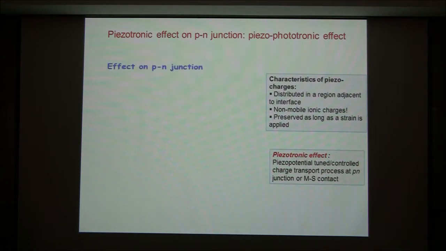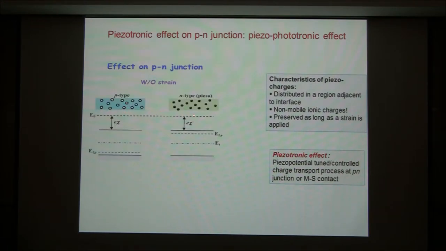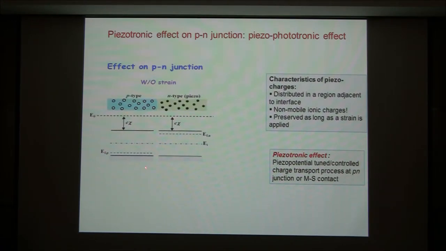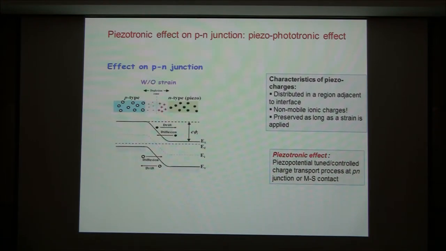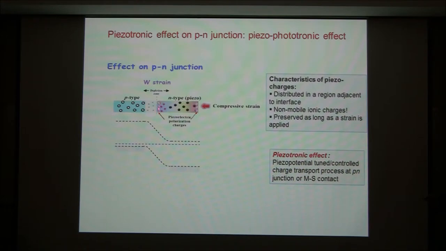So let's look at the semiconductor physics. What is happening? For a p-n junction, you normally have p-type and n-type. When they come into physical contact, you have a charge depletion zone here. In the charge depletion zone, if one side has the piezoelectric effect and you apply mechanical strain, polar charge is created. Negative polar charge raises the local barrier.